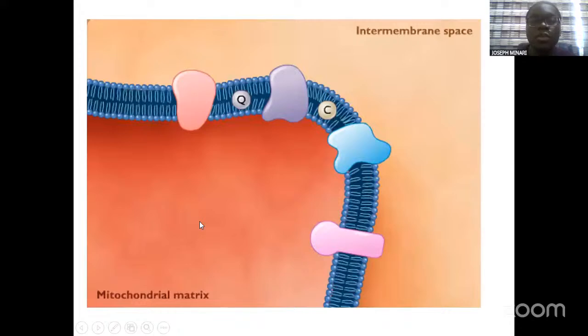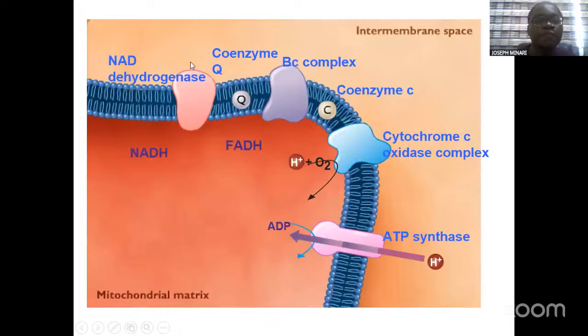Okay, so what happens here is that we have the complexes. The first one, complex 1, is NADH dehydrogenase, in which the proton ions pass through, and this leads to the carrying of electrons along the electron transport chain to the next complex. The next electron carrier is coenzyme Q. It moves the electron from complex 1 to complex 3, the BC1 complex.